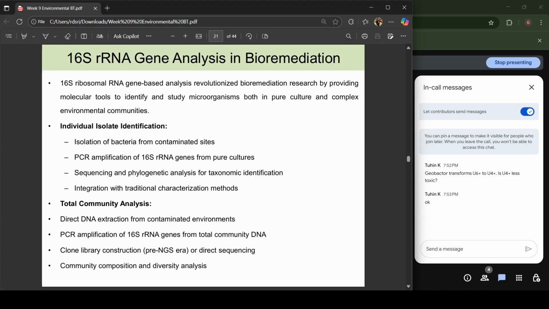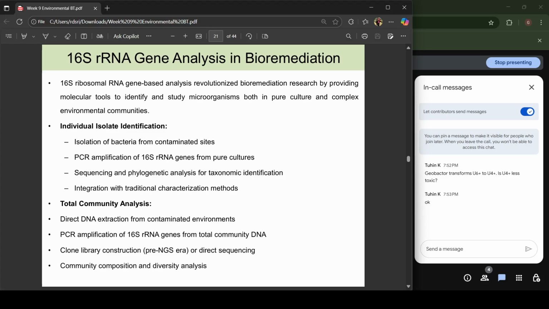So, when we talk about individual isolate identification, isolation of bacteria from contaminated sites, PCR amplification of the 16S rRNA genes. We were able to do PCR because the 16S rRNA gene has conserved regions. So we were able to design primers and perform the PCR reaction and get many copies of the genes. And then we went for sequencing and phylogenetic analysis for taxonomic identification, and integration with traditional characterization methods happened.